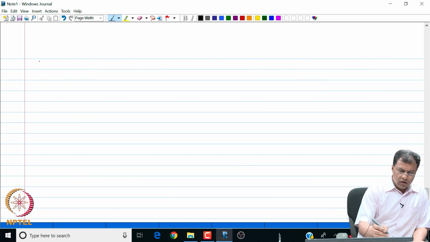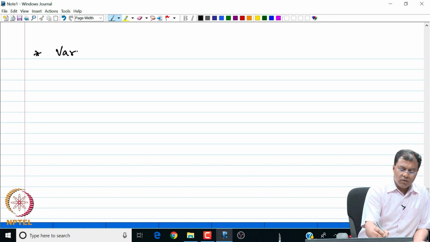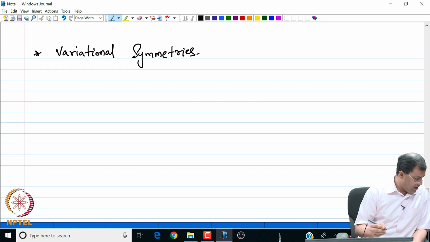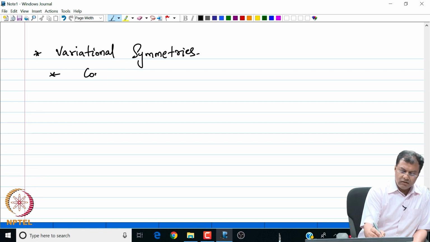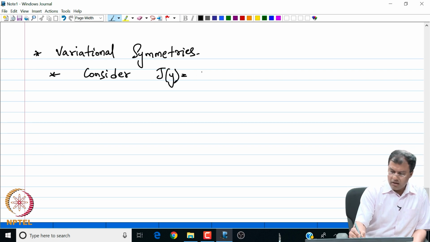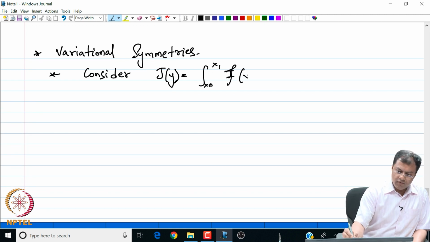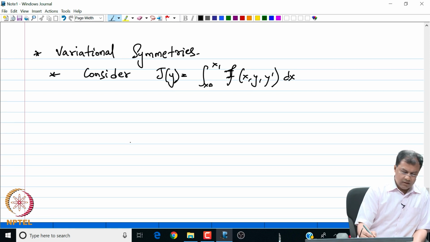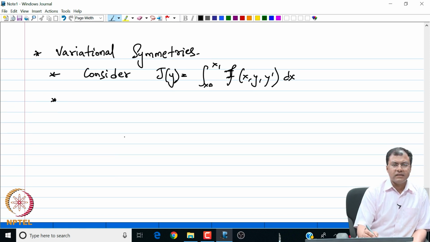Okay. So, let us look at the topic of variational symmetries. Now, what are variational symmetries? Let me introduce that, and how does it help our cause, that we will see. So, we consider again the functional, the simplest form of the functional to begin with: J of y is equal to integral from x0 to x1 of f of x, y, y prime dx, and let us now consider a one parameter family of transformation, right.